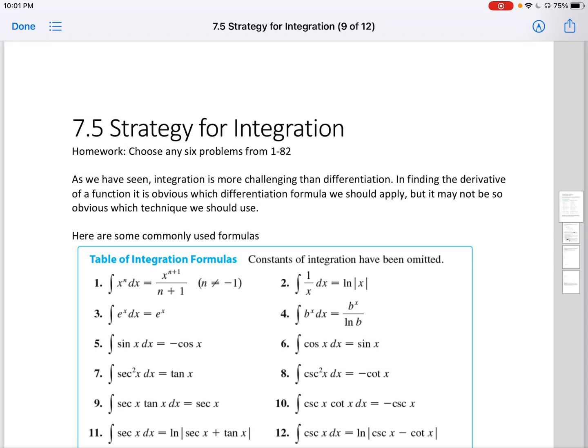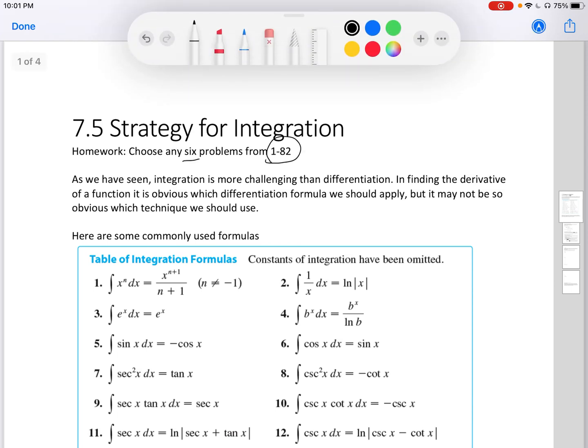Section 7.5, Strategy for Integration. For this section, you can do any 6 problems from problems number 1 through 82. You know what you want to practice, what you need to practice, and I'm giving you that liberty.